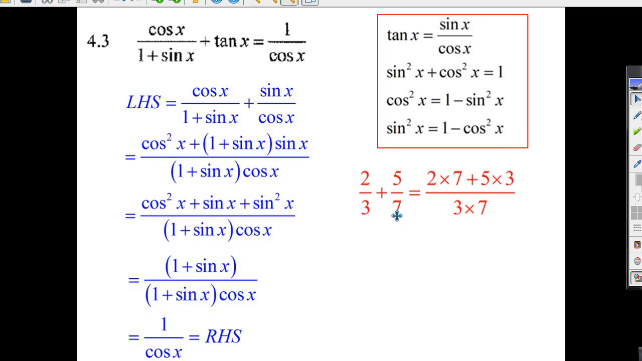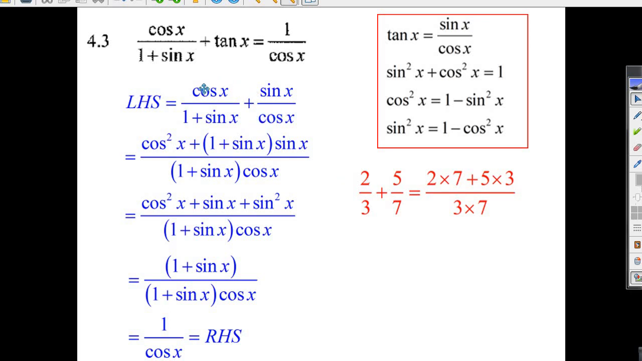We've got to multiply the bottoms to get the common denominator of 21, 3 times 7. So that's what we do. 1 plus sine x times cos x. There's the bottom figured out. Then we have to take 7 and multiply it by 2. So we do that thing.